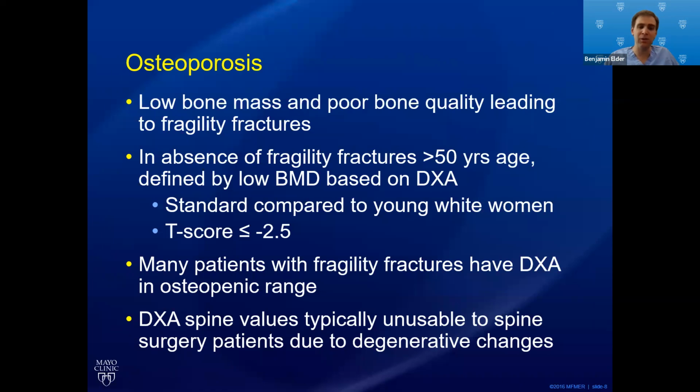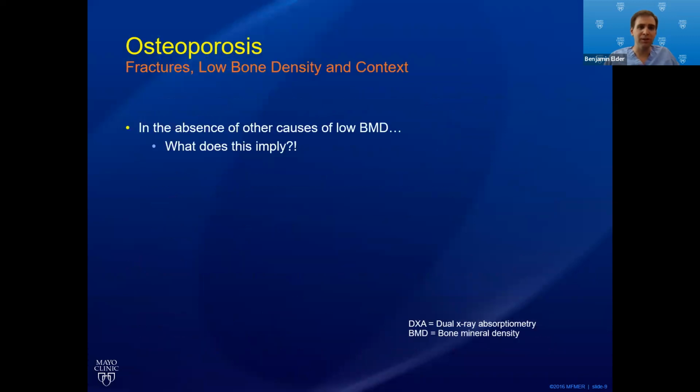However, many patients who end up with fragility fractures have a Dexa in the normal or osteopenic range. So it's really not a perfect screening tool. Especially in spine surgery, the Dexa values are typically unusable because they're falsely elevated due to degenerative changes in the spine. So in the absence of other causes of low bone density, what does this really imply?